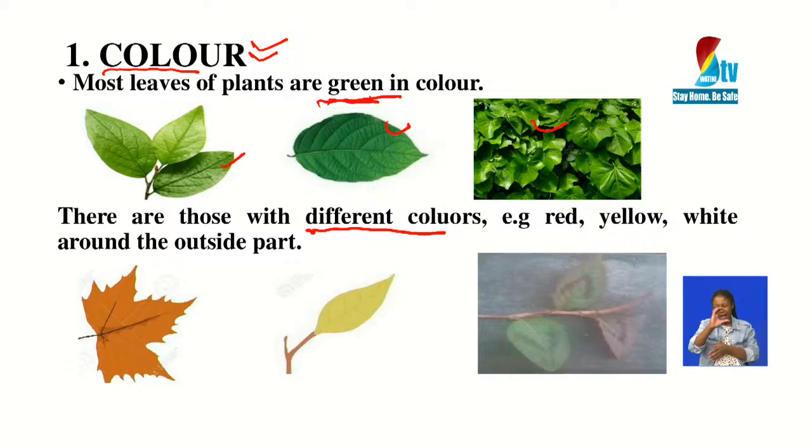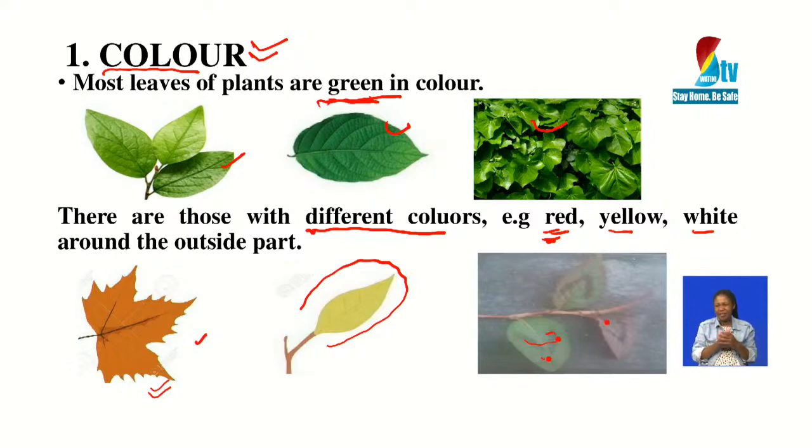So the others that are not green, some of them are red in color, some are yellow, some are white around the outside part. For example, this one is not green, but it is brownish or reddish in color. This one is yellow. So the last one is brownish, or it is green outside and brownish inside.